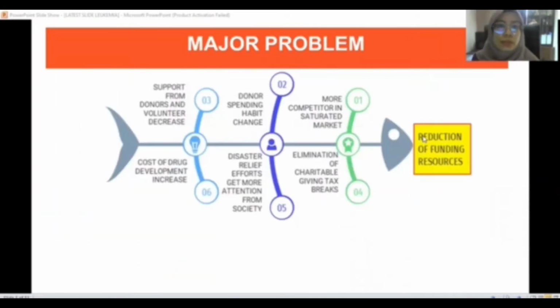Next, we identify the main problem faced by LLS. We use the fishbone diagram technique to investigate the main issue that arises, which helps us to identify the cause and effect of the problem faced by LLS. There are several factors that lead to the main problem. Firstly, this NGO is located in a saturated market that has many competitors from the same field. Some examples of LLS competitors are American Cancer Society, Lymphoma Research Foundation, and Leukemia Research Foundation. These NGOs have the same goal as LLS, which is to get funds in order to provide support to cancer patients.